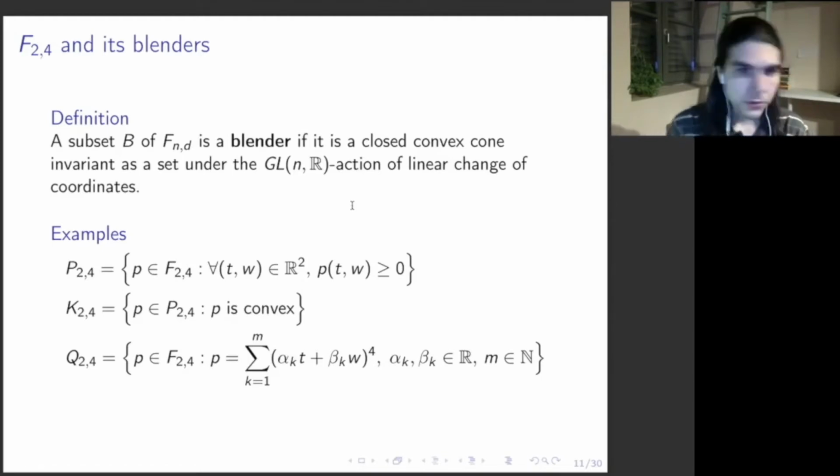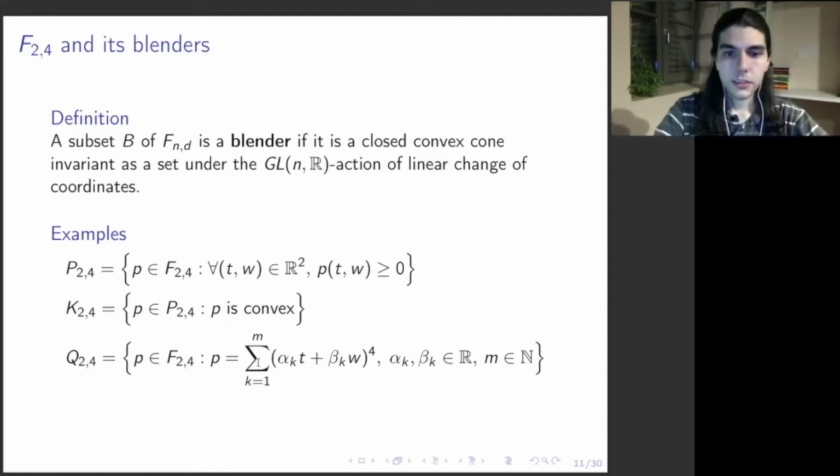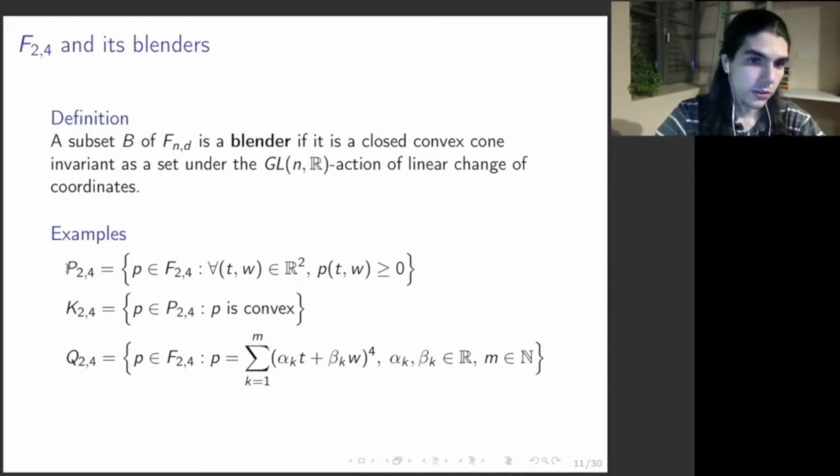Okay, so here are some examples. We have the blender of positive forms, which means that for every t and w, the image is always positive. We have the blender of convex positive forms, and finally we have this blender called Q, which is in fact the smallest blender, in the sense that every other blender always contains this one. It is always inside any other blender, and it is described by this. It is the forms which can be written as the sum of fourth powers of linear forms. Okay, so for example, in general, Q is always contained in K, and K is always contained in P. P is actually the biggest blender.